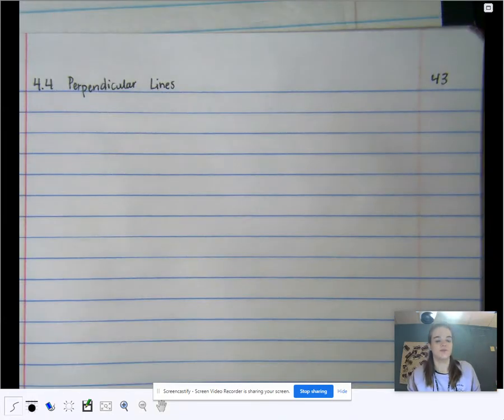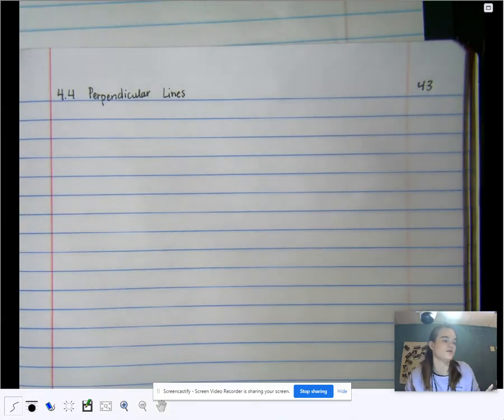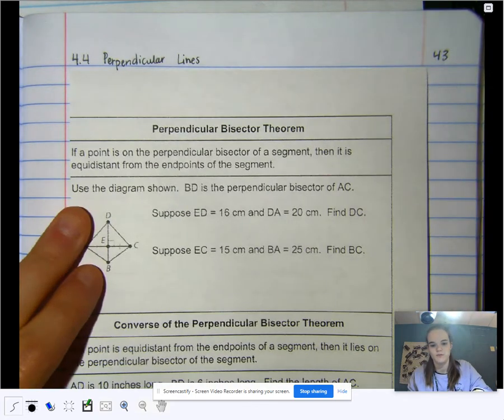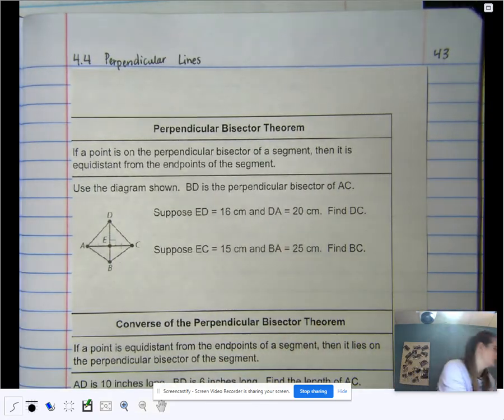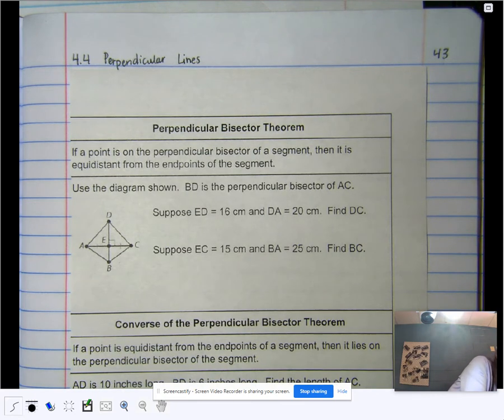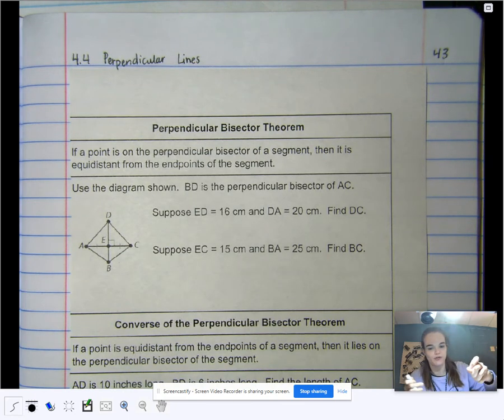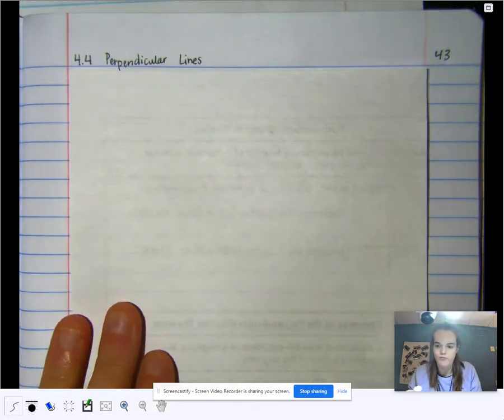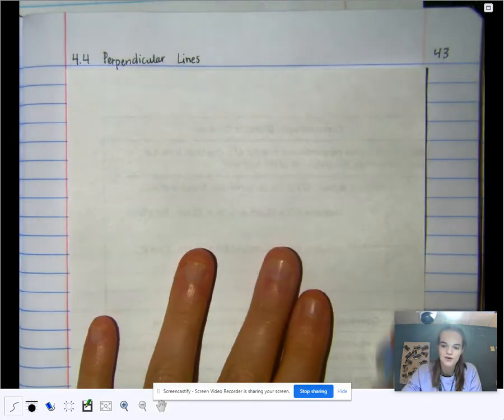So today we're going to finish the perpendicular lines notes. You should be on page 43 of your notebook, and we're going to hand out these examples. I'm just going to go ahead and glue it in now. If, of course, you don't have a printer, you're just writing it down on page 43. You should be having a notebook anyway, whether you are a distance learner or not.